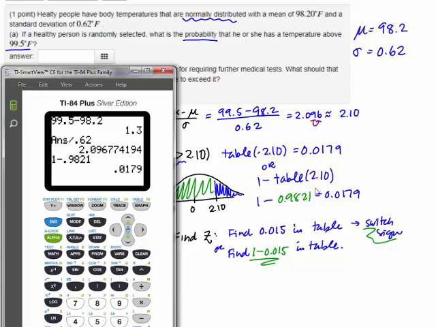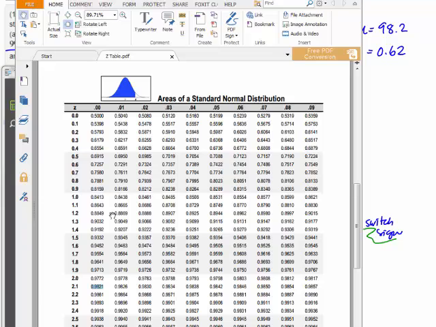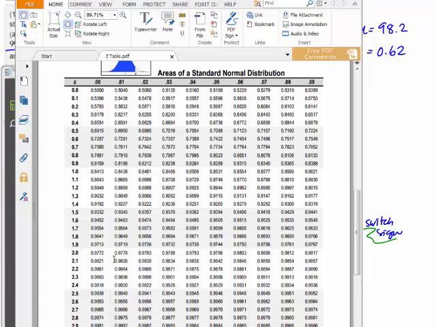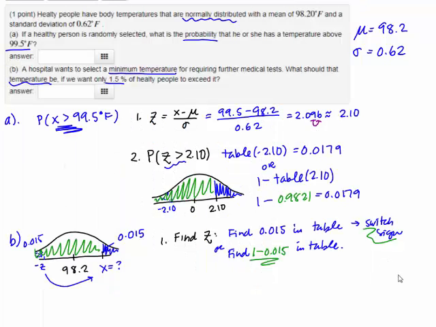Seems more direct. So 1 minus 0.015 is 0.985. So we're looking for 0.985 inside the body of the table. Somewhere in here, 0.985. Here's 982, 983, 984. No, look at that. Exactly 0.985. Then read the z value from there. 2.1, the row, and the column is 0.07. So that's 2.17.